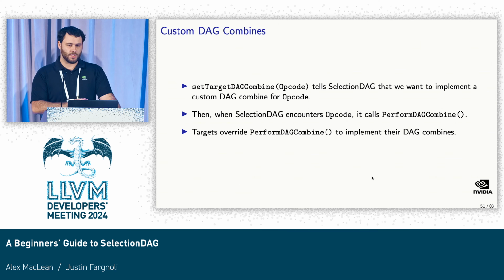But what if the optimizations we get for free from DAG Combiner aren't enough? Well, we have custom DAG combines. We communicate to SelectionDAG that we want to implement a custom DAG combine by calling setTargetDAGCombine and passing an opcode. When SelectionDAG sees that opcode, it will call performDAGCombine. Targets override performDAGCombine to implement their optimization.